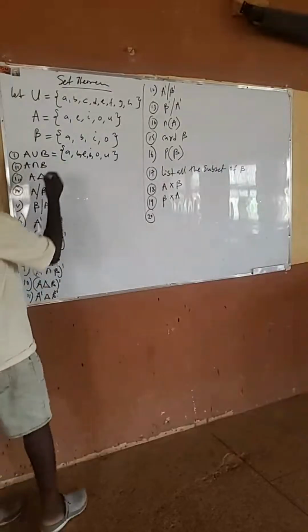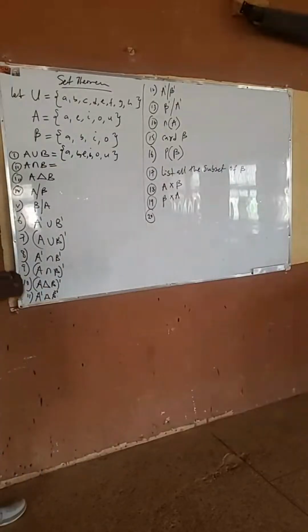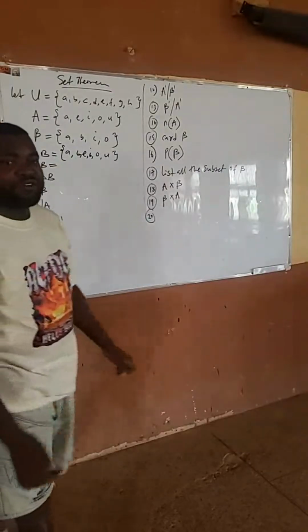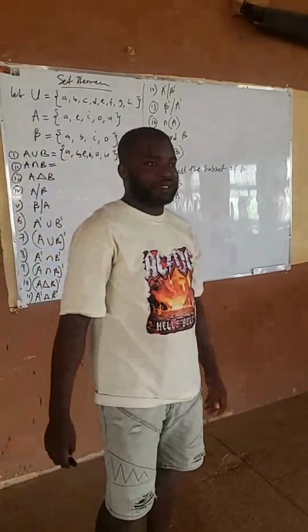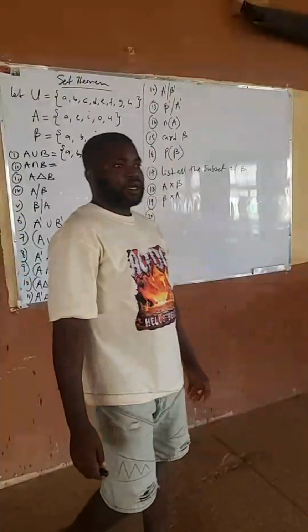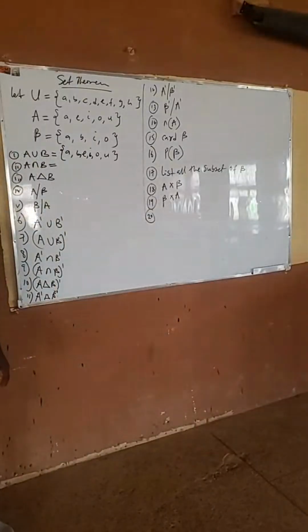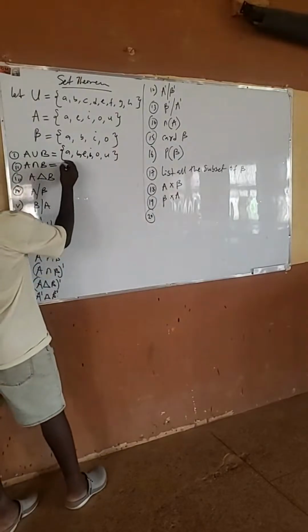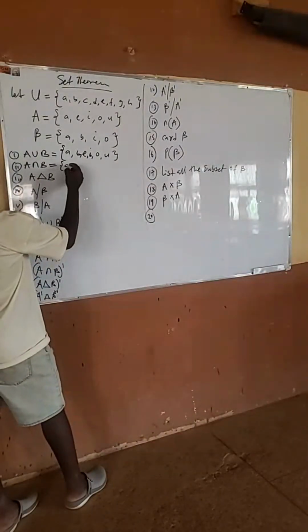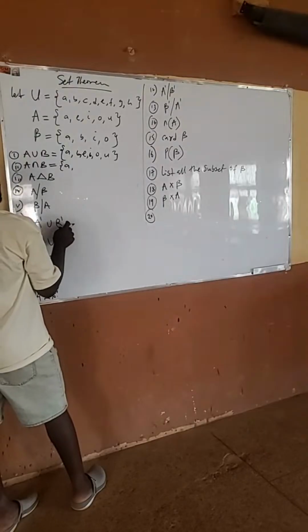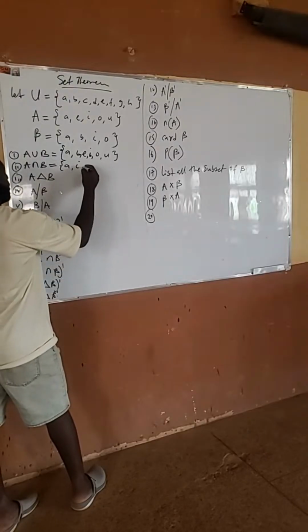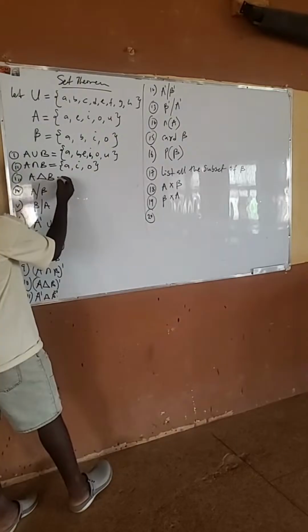So number 2 is intersection. Now, intersection simply means what they have in common, the common elements. That's intersection. So if you look at A and B, what do you think they have in common? Arrange very well. A, I, and what? And O. These are the common elements.